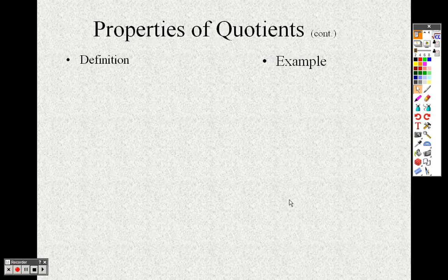Okay, and when we come back here, we will finish up our properties of quotients in prerequisite section P.2.